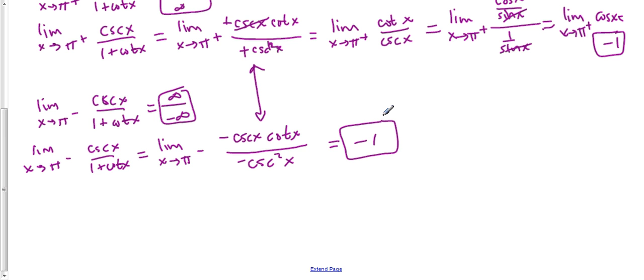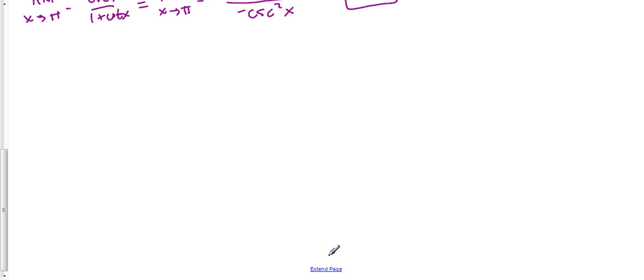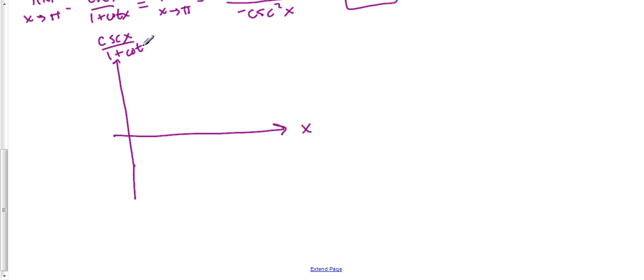Now it says to support this graphically. So I need a little bit of a bigger page to graph this function. So I'm going to graph x, of course, and then up here I'm going to have cosecant x divided by 1 plus cotangent x. And when I do that, I get something that looks like this.